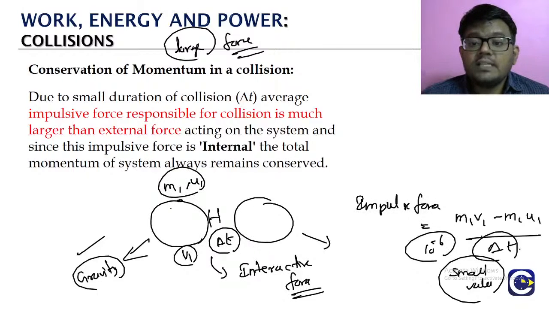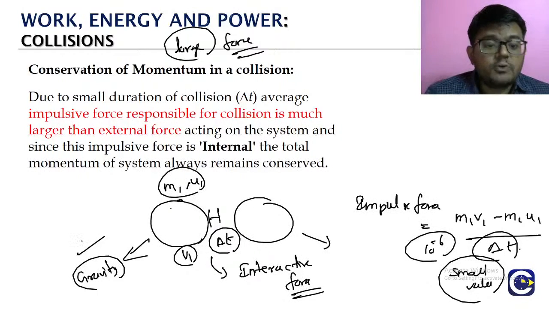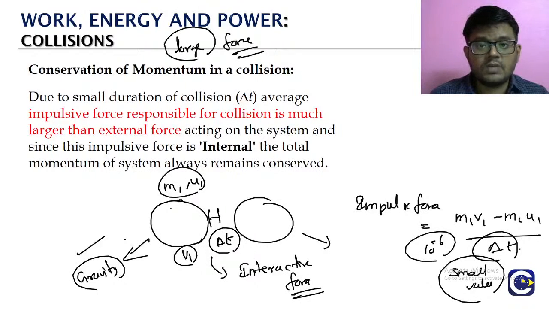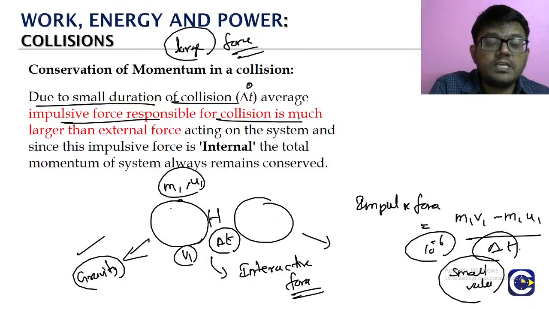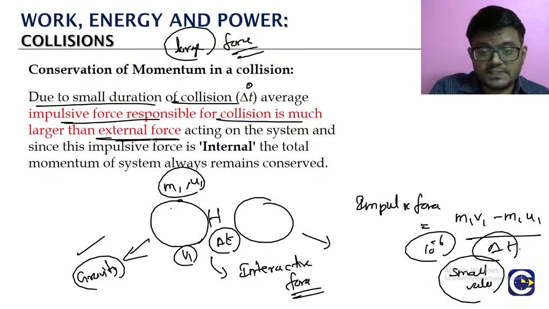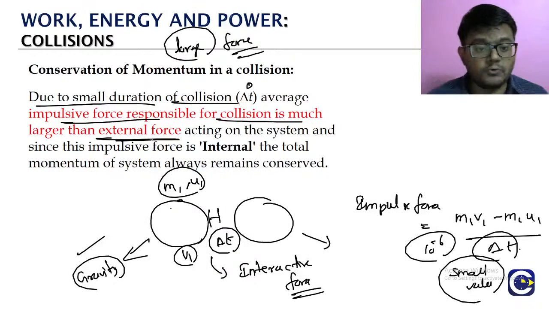So what we will see is that the external forces can be neglected. Neglected in comparison to what? This impulsive force. During the time of collision only this interaction force will act, and its value will be very large. Why? Because the collision time is small. So the impulsive force will be very large because of the small collision time. So we can neglect these external forces because the value of this interaction force is very large in comparison to the external forces.